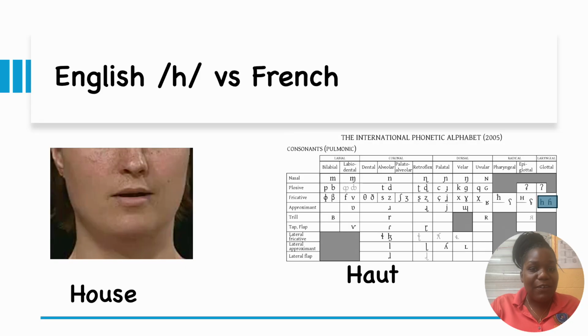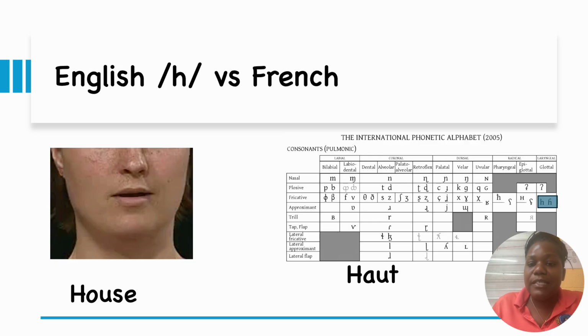And so today we are going to focus on the English letter H as well as the letter H in French. The letter H in English is a voiceless glottal fricative, which allows a breathy airflow when an English speaker is speaking. To know that this is a voiceless glottal fricative, you would place your hand in front of your mouth and pronounce a letter H word.